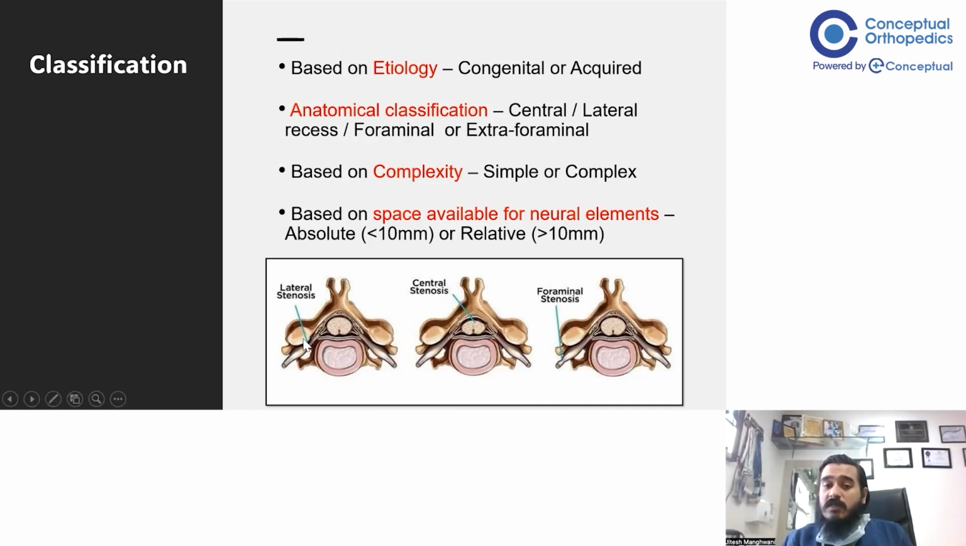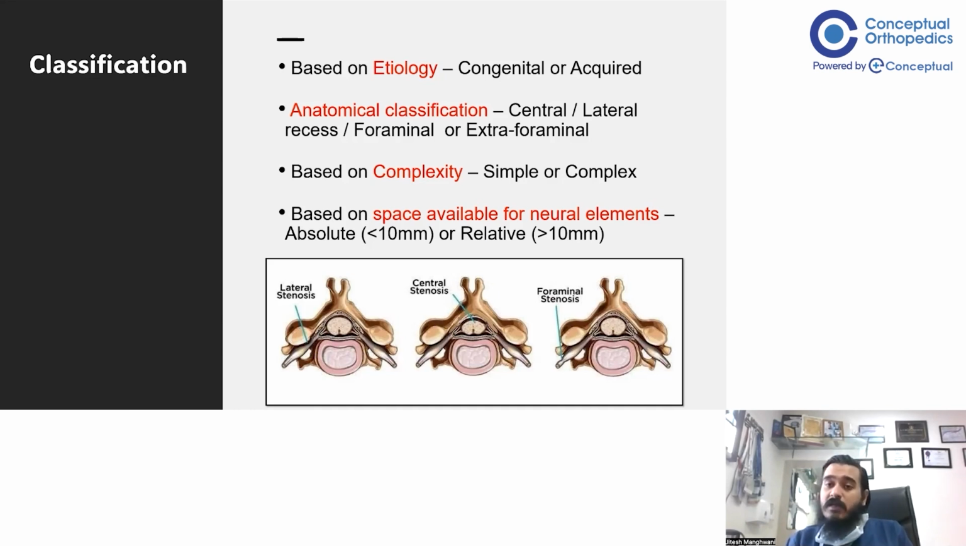Lateral recess, so these are the areas which are the recesses from where the nerve root is coming out. So this is a lateral recess stenosis. Along with that, when the nerve comes out further out in the foramen and the extraforaminal area, it might be foraminal or extraforaminal stenosis. So depending on the area where the stenosis is, it can be a central stenosis, lateral stenosis, foraminal or extraforaminal stenosis.